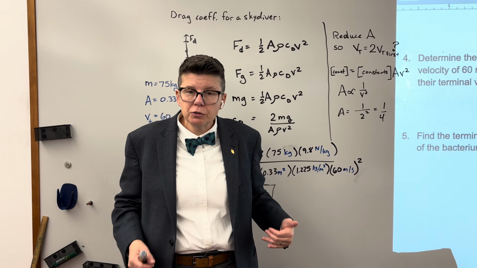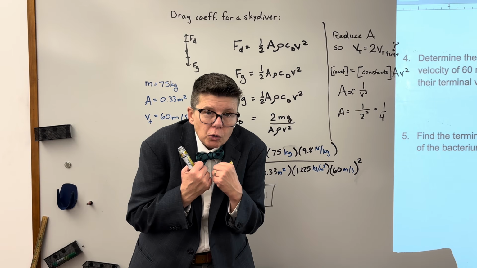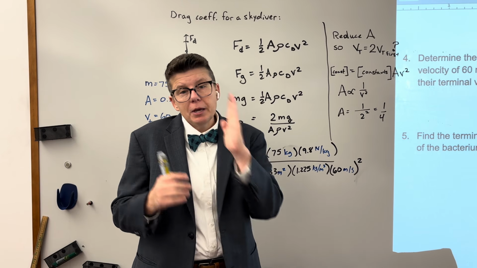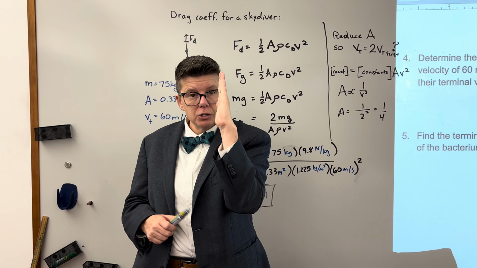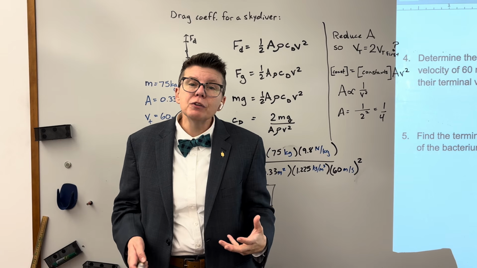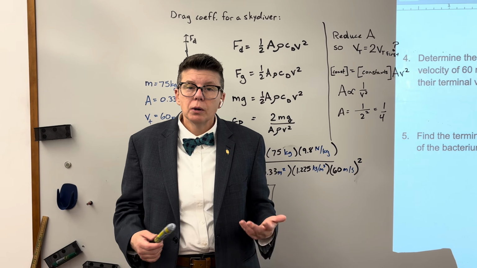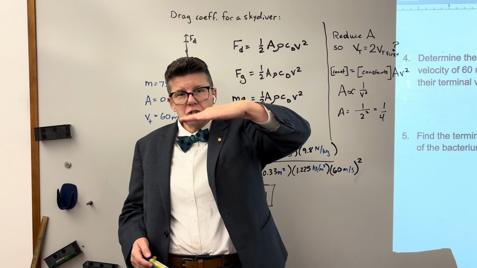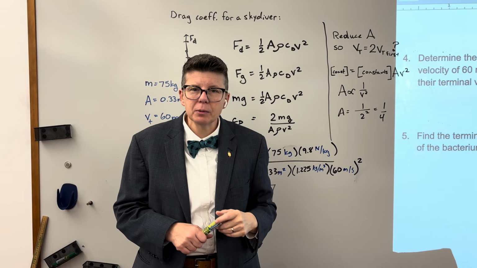To reduce that surface area by 1/4, maybe I could curl up into a fetal position, maybe I could orient myself upright. The key here is to significantly reduce your projected area. Probably changing orientation might be the way I might recommend that.